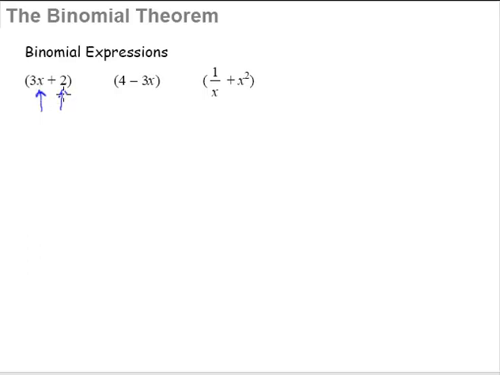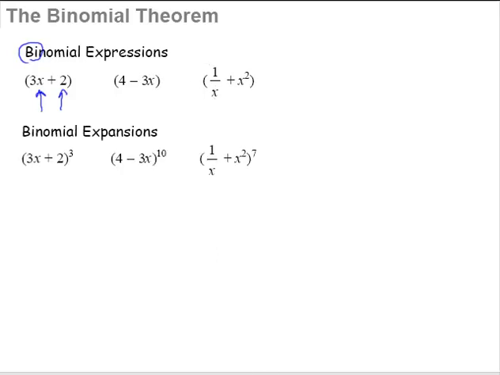The term binomial, bi simply means two, just as a bicycle has two wheels, a bipod has two legs, and so on and so forth. So any expression like this is called a binomial expression. So what does the binomial theorem do? Well, the binomial theorem is basically a formula to expand binomial expansions like this.